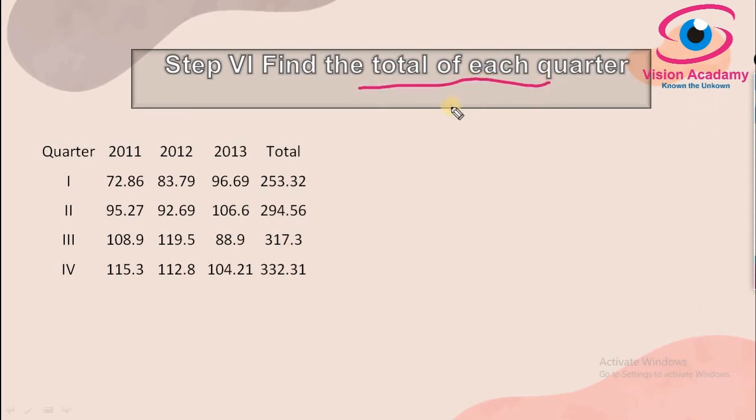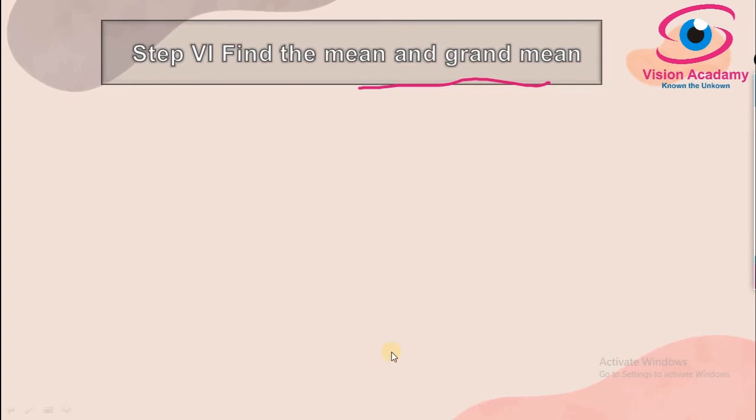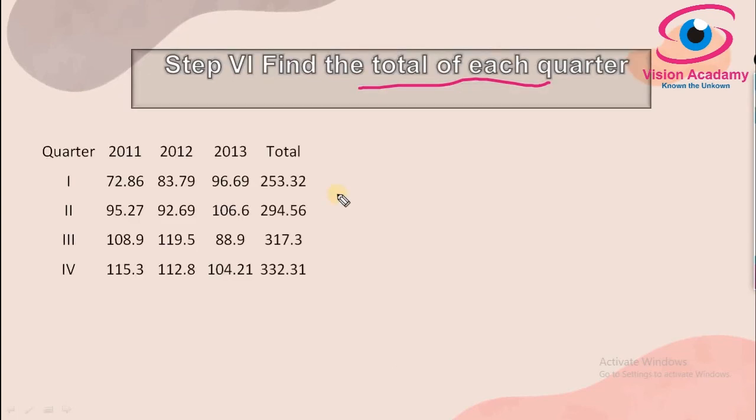We have quarterly values, which we found in the last step, step number 5. We need to find the total of each quarter first. So for the total of each quarter, we need to concentrate on quarters only. Here you should not concentrate on yearly data. So here the total of the first quarter is 253.32.